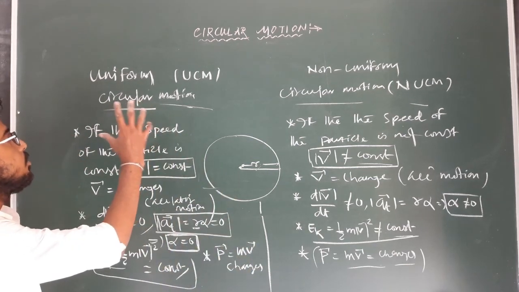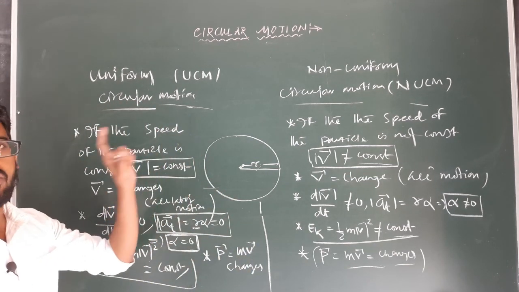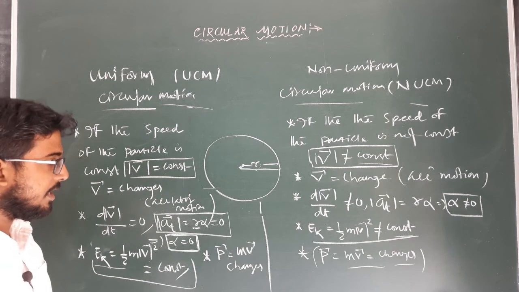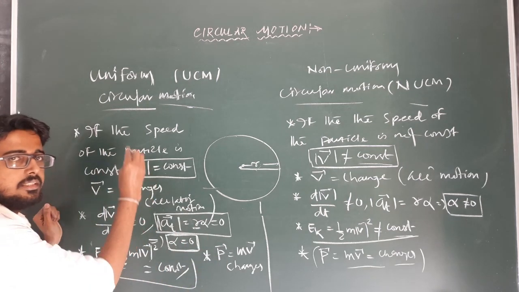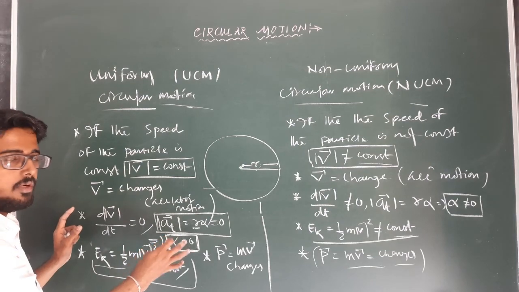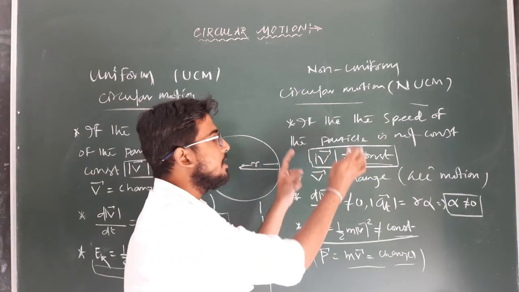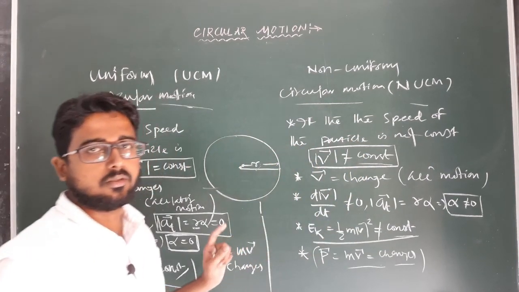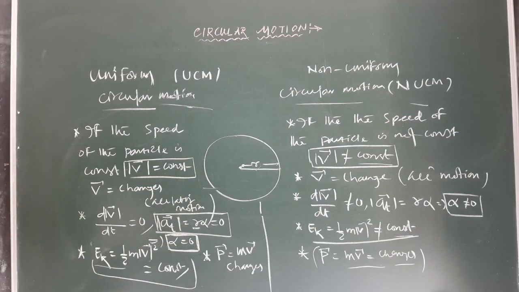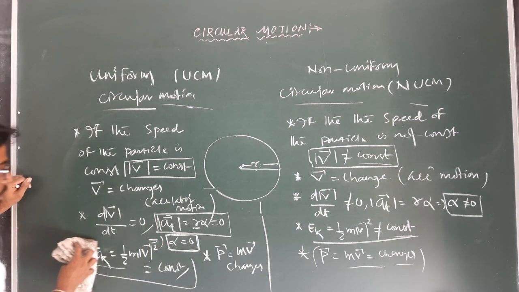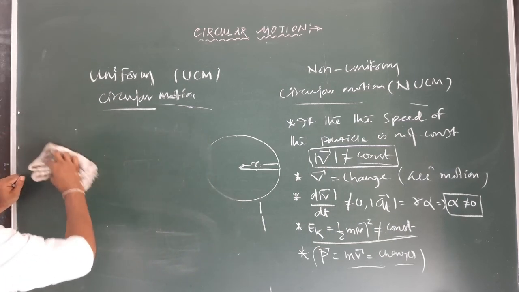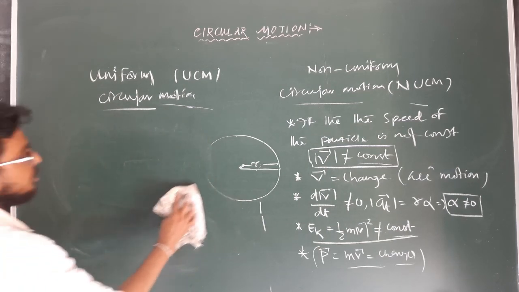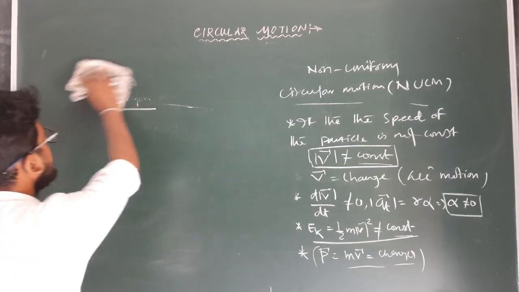Clear? So this is what uniform circular motion and non-uniform circular motion are, which basically depends upon what? If the speed is constant, then the motion is uniform circular motion. If the speed changes, then the circular motion is non-uniform circular motion. Clear? So you have to remember all these points regarding uniform circular motion and non-uniform circular motion, which will be helpful for you in solving many conceptual questions and numerical problems.